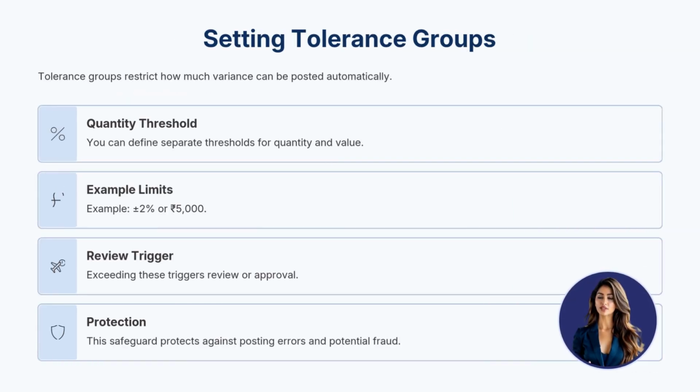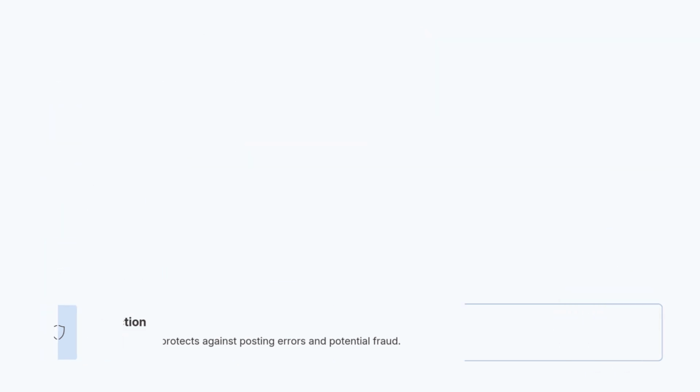Setting tolerance groups. Tolerance groups define the permissible range for variance without requiring escalation. You can configure limits by percentage or absolute value. For example, 2% or 5,000. If the difference exceeds this limit, SAP will block posting until it is reviewed. Such controls prevent manipulation and maintain financial integrity.